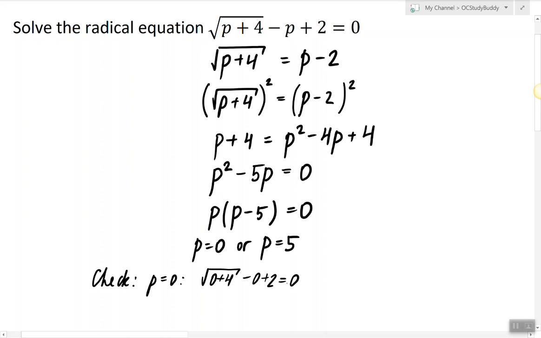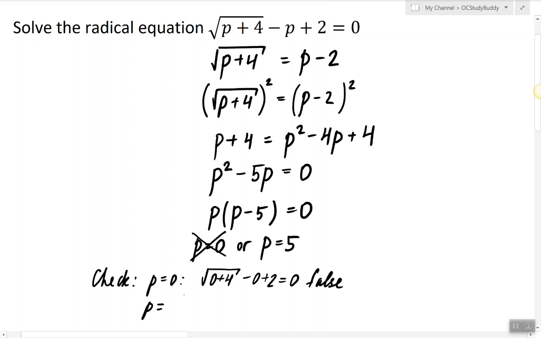So when you plug in 0, we have square root of 4, which is 2, minus 0 plus 2 equals 0. That's not true. So 0 is not a solution. We call it an extraneous solution.